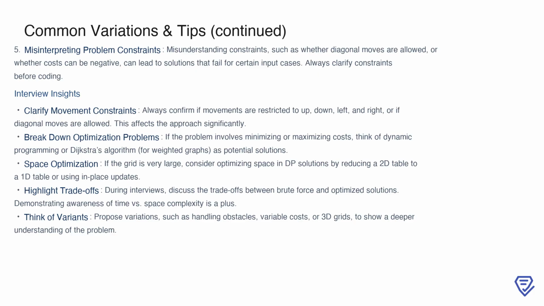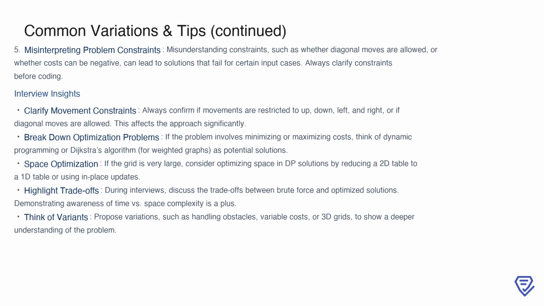For optimization problems, break them down systematically. Consider dynamic programming for grid-based solutions or Dijkstra's algorithm for weighted graphs. If the grid is very large, think about space optimization. For example, you can reduce a 2D table to a 1D table or use in-place updates to save memory.